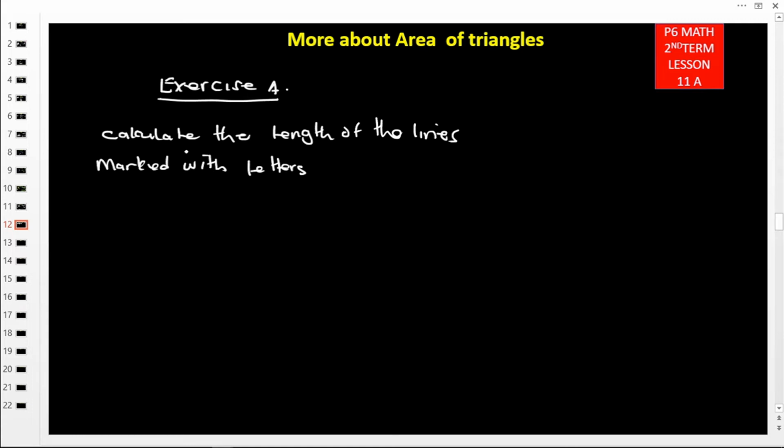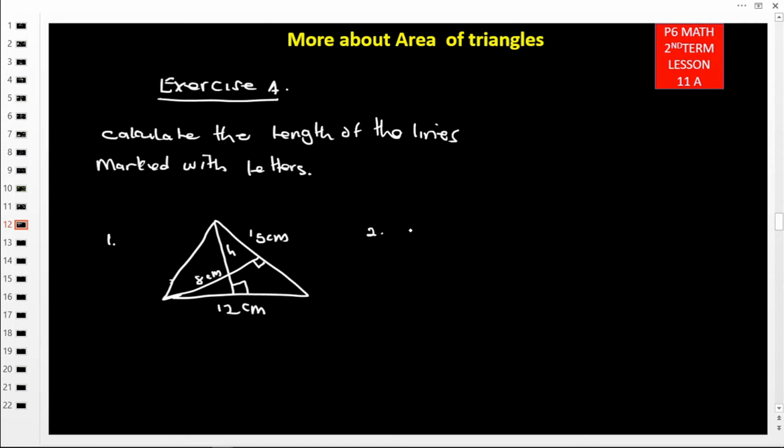Okay, so calculate the length of the lines marked with letters. So our triangle, our first number here. Please organize your work. Organization is very important. You can't get confused. Mathematics is very simple. So give it time. It's simple. So this is 12 centimeters. Then here we have h, so we are finding that one. Then we have another base here. This is 15 centimeters, and here its height is 80 centimeters.